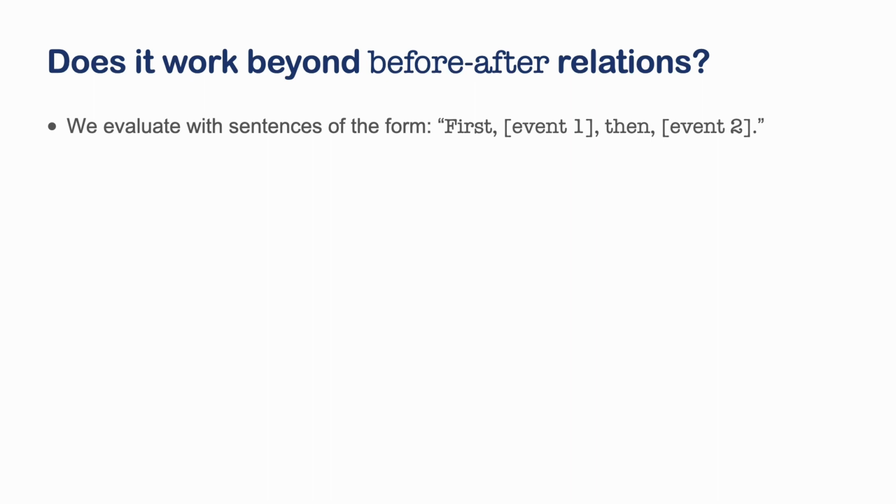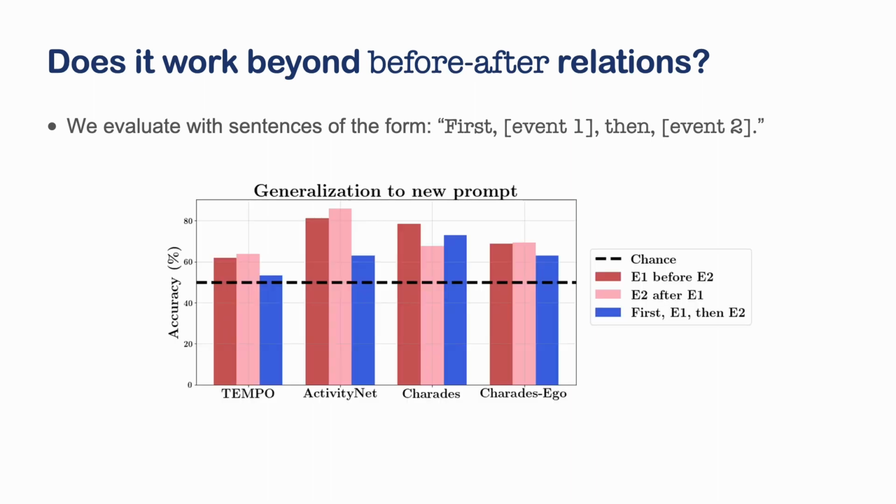Since we train TACT with before-after relations, it is natural to ask if it truly understands the time order of events in videos, or is it only latching onto these words. To probe this, we additionally run an evaluation of TACT models on sentences such as first event 1, then event 2. On this new unseen prompt, TACT does much better than chance. This indicates that TACT is indeed learning the time order of events across video and language.